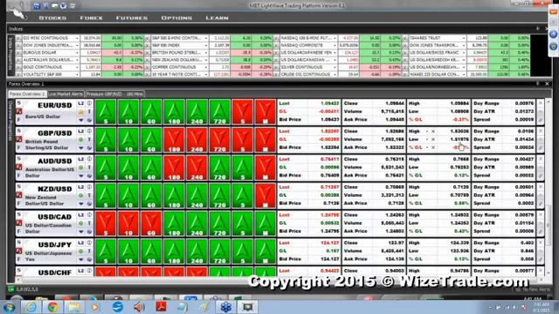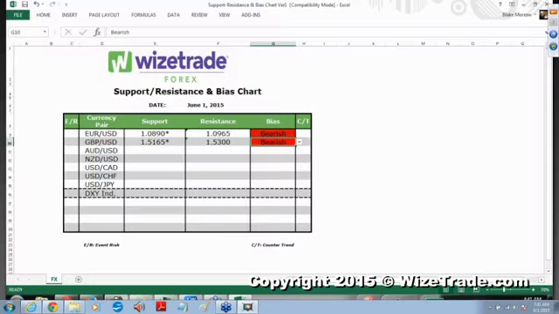That 151.95 is the 50% retracement. We bounced off there pretty aggressively. Kiwi new highs. Okay, anyway, let's go back over to the Swissy.